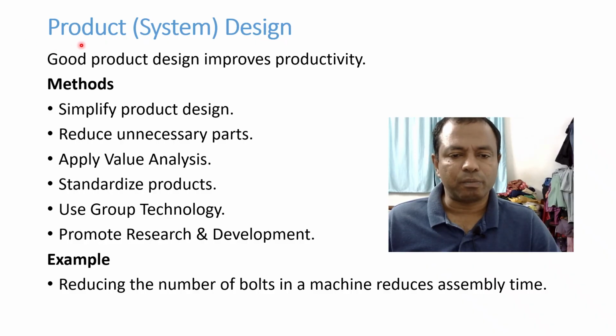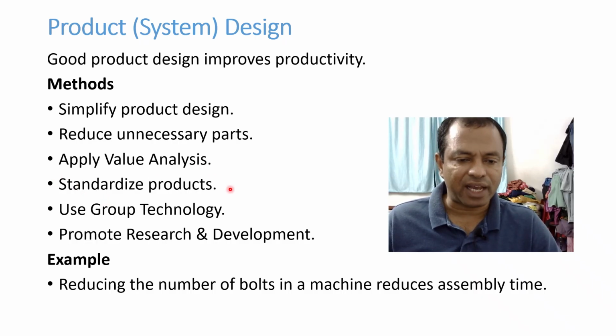Then product design, how it will improve the productivity, because product design or product system design means different methods are adopted compared to what we are doing currently. So methods like simplifying product design, reducing unnecessary parts, applying value analysis, using only standardized products, and using group technology. What is group technology? That we will study in one of the coming topics. Promote research and development, etc.